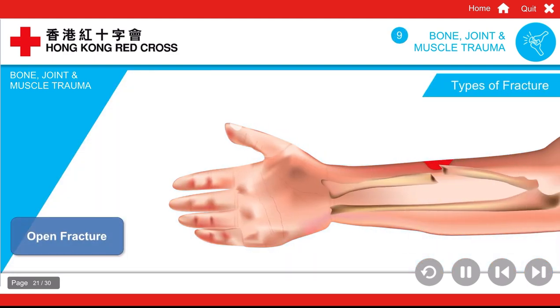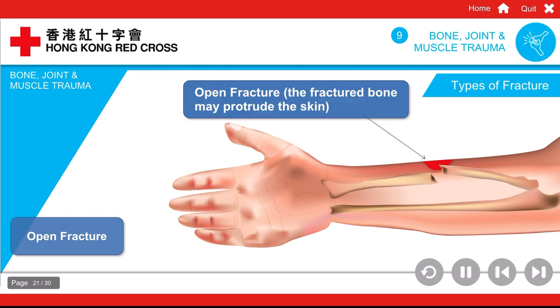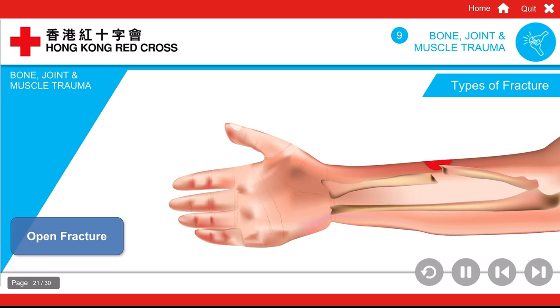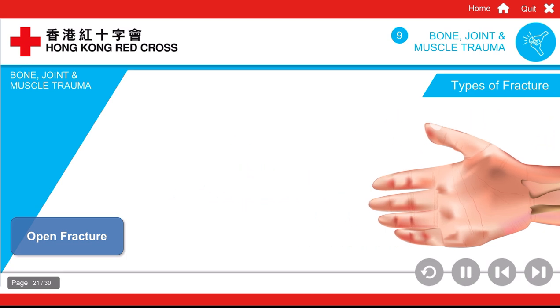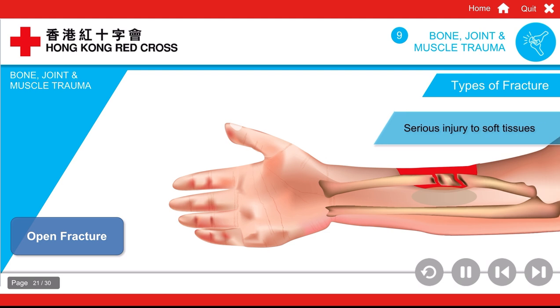The second type of fracture is open fracture. In this type of fracture, the fracture site has an open wound and the broken bone may be exposed there. There are 2 types of open fracture. The first type is mild injury to soft tissue. It is usually caused by low kinetic energy force and the broken bone protrudes through the skin. The second type is serious injury to soft tissues, which is caused by high kinetic energy force that causes damage or death of surrounding blood vessels, nerves, or muscles. There'll be a large wound on the skin.